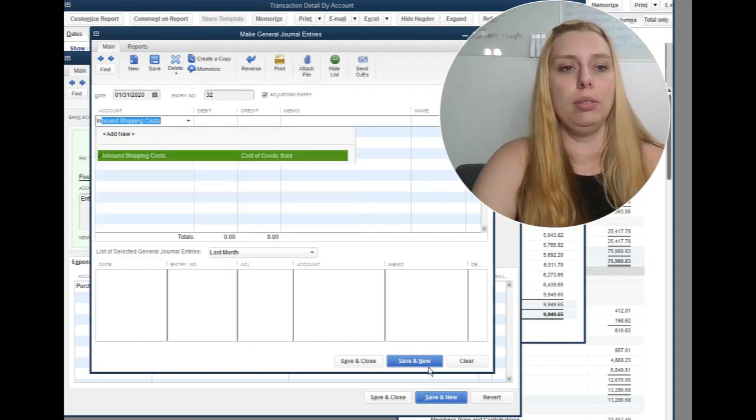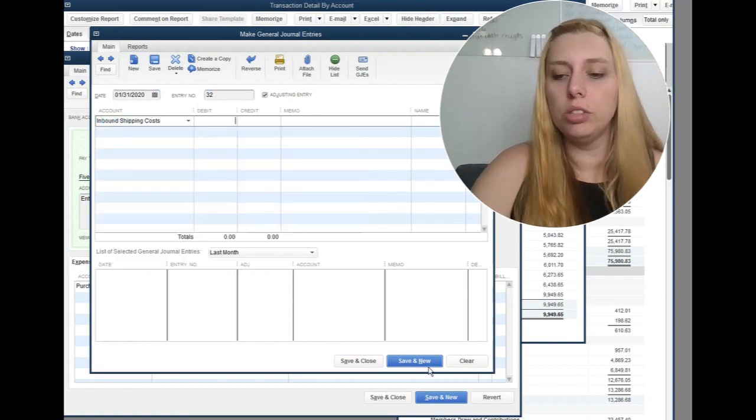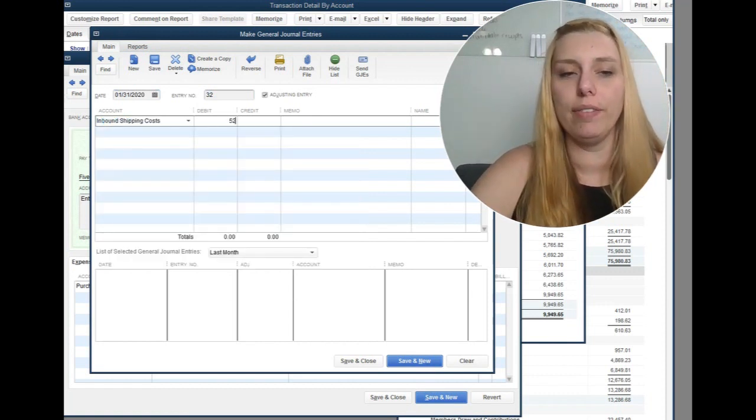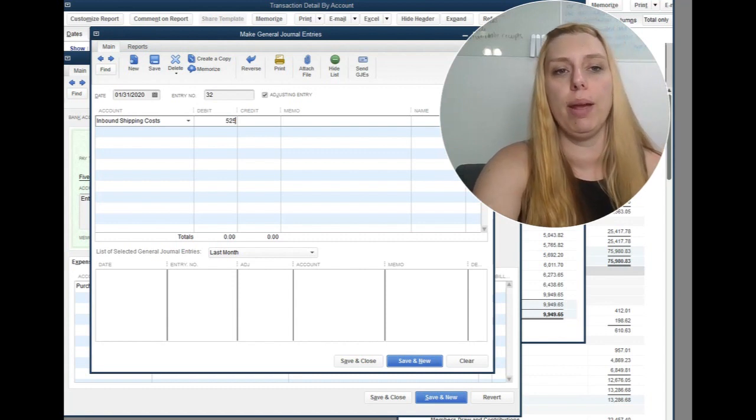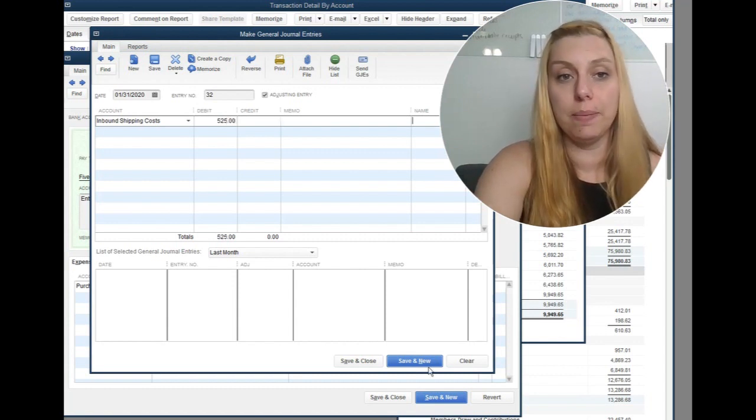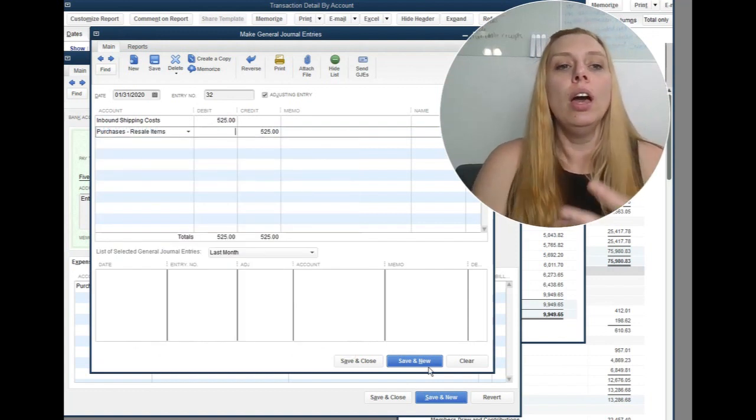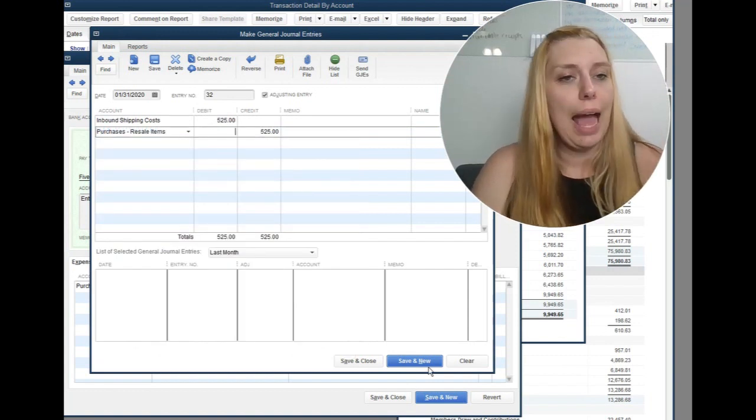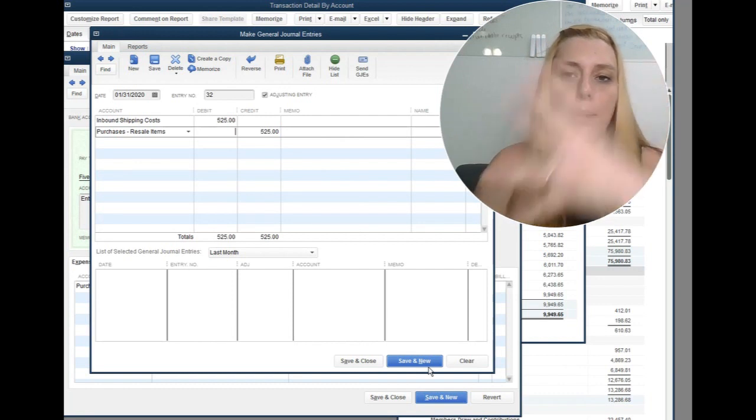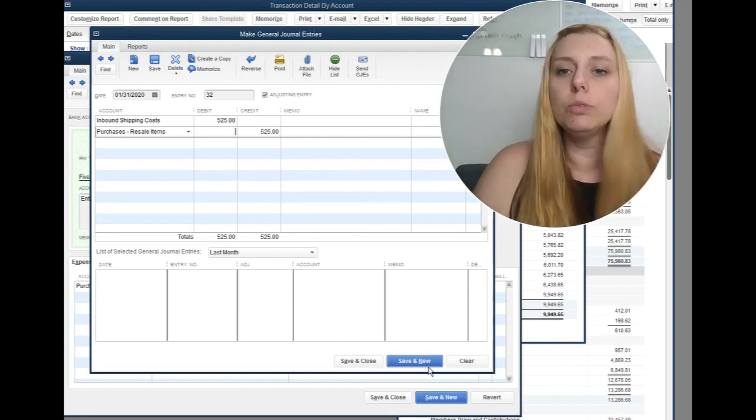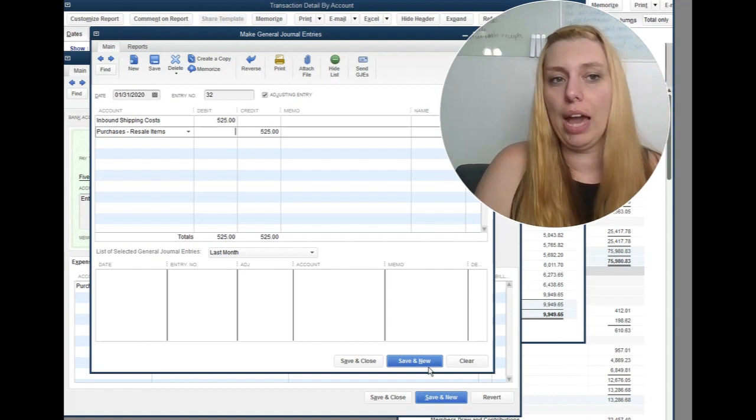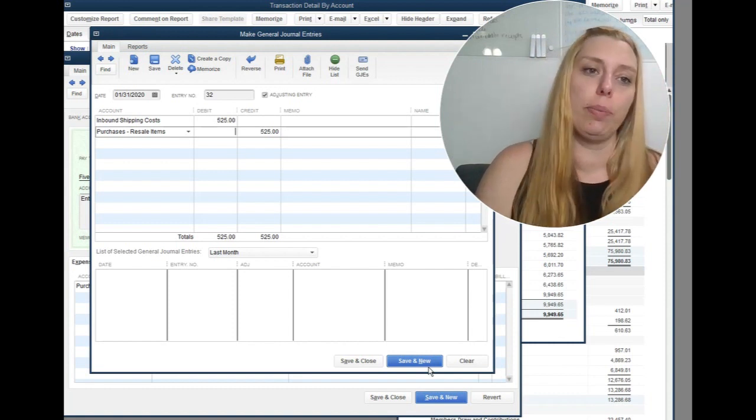I'm going to create it as Inbound shipping. So say I spent $525 on inbound shipping for the month of January. I'm going to debit that expense, and I'm going to credit purchases for resale. This is me sucking the cost out of purchases for resale and giving it to inbound shipping, which is the right thing to do. Because right now that true cost is sitting in your purchase for resale.